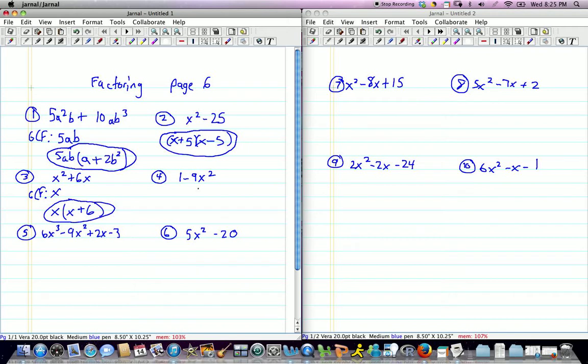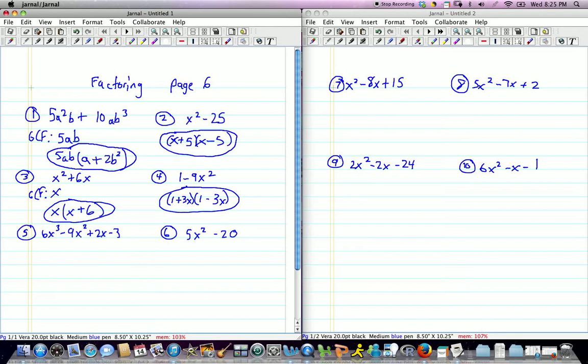Number 4, it's difference of squares again. 1 is a perfect square, so is 9x squared. So I take the square root here of 1, and that's 1, so I put that first. Take the square root of 9x squared and I get 3x, so I put plus 3x and I put minus 3x, and this problem is now finished.